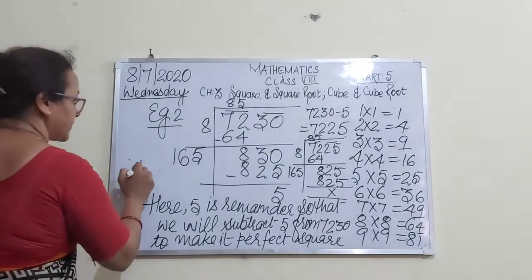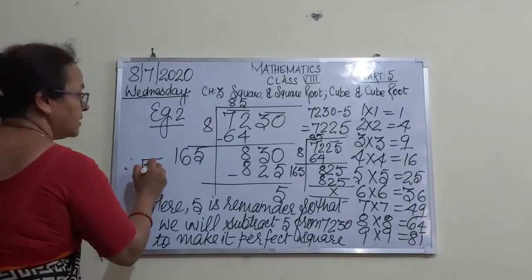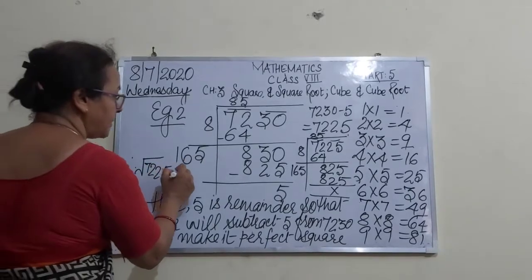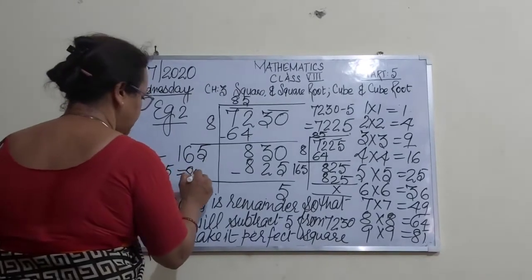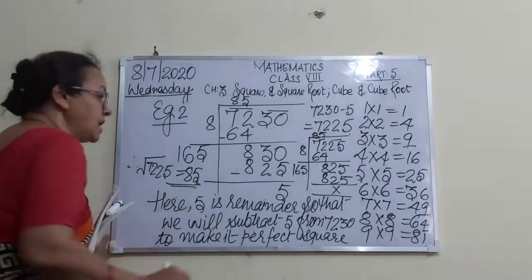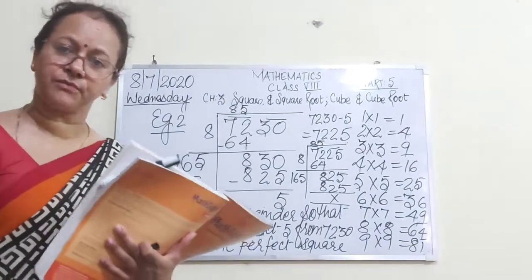Therefore, 7225 is a perfect square number. That's right. This is the answer. Here we will subtract 5.